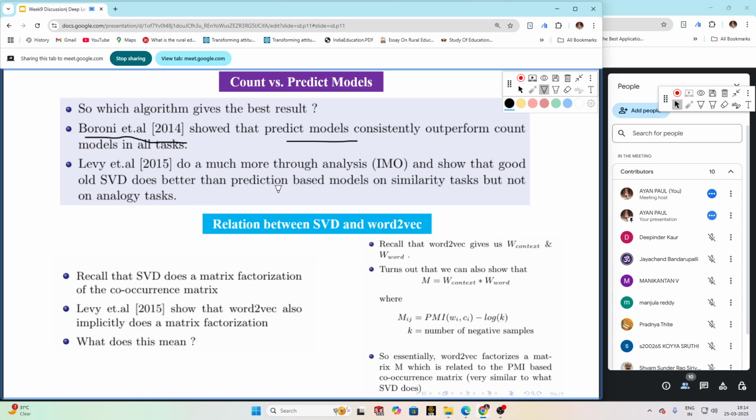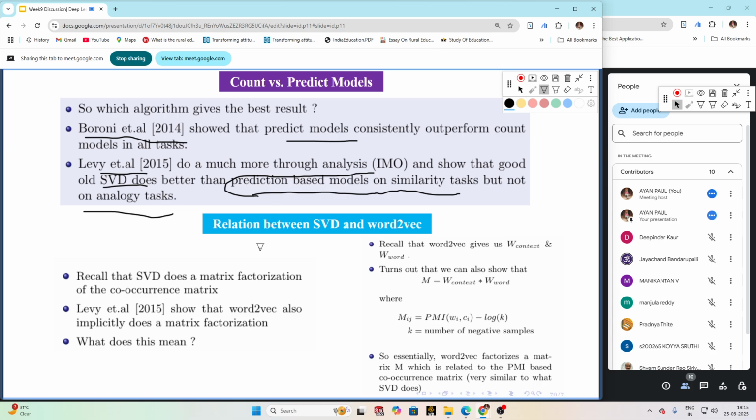What they have shown in their results is that prediction based model works better on similarity tasks but not on analogy tasks. Sorry, not prediction, SVD does better for the similarity task, but SVD or the count based models do not do well for the analogy task. Levy and others gave these results in their study in the year 2015.